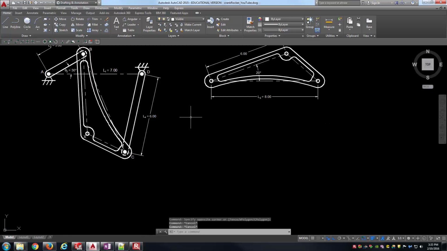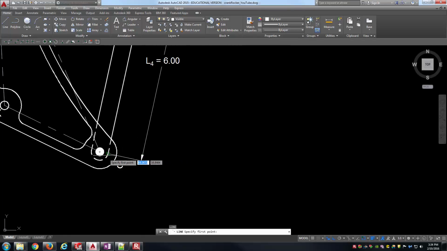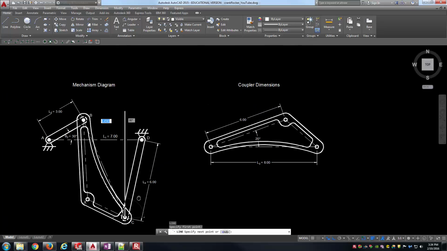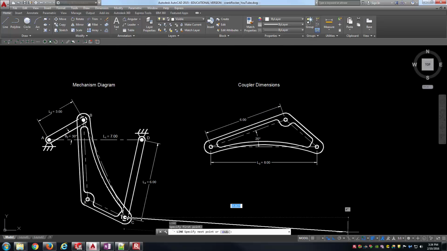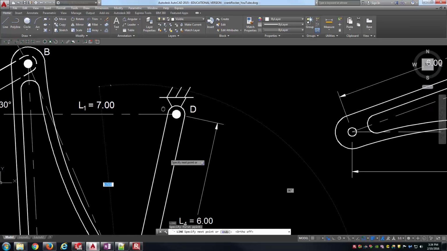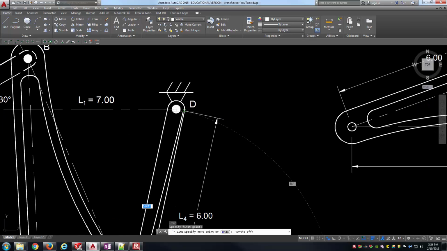Then finally we've got the rocker here on the right hand side, and so we'll draw a line to represent it as well. Turn off ortho snap here. There we go. Having to be careful on those donuts to make sure that I get the exact center of it. And then we'll move this line as well.